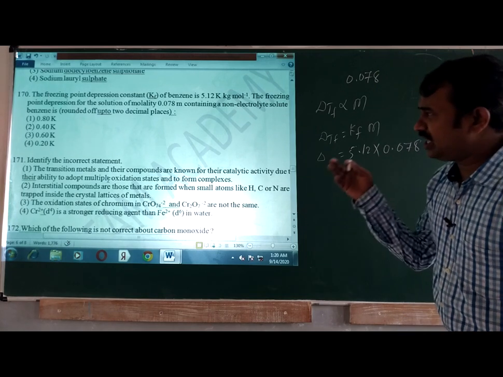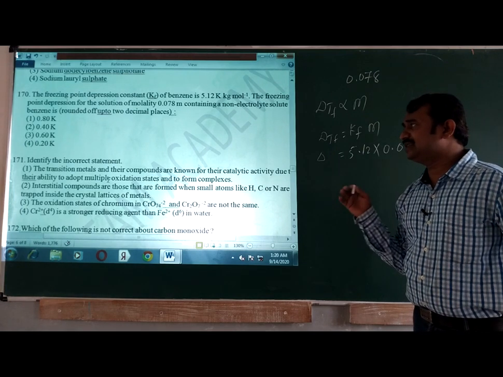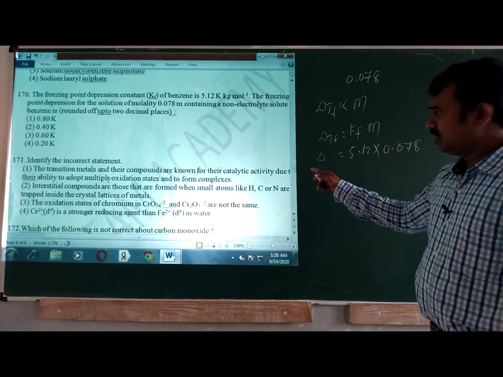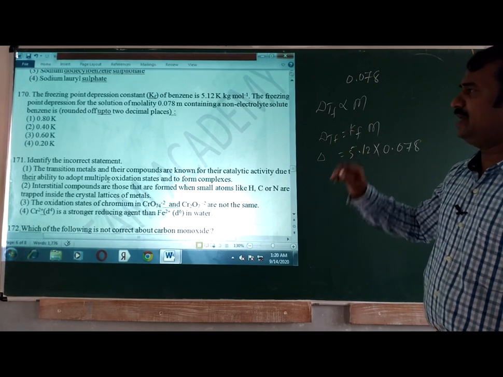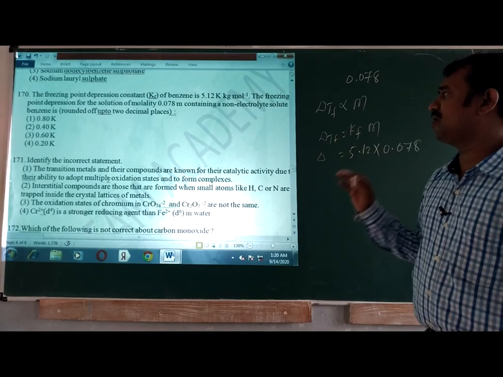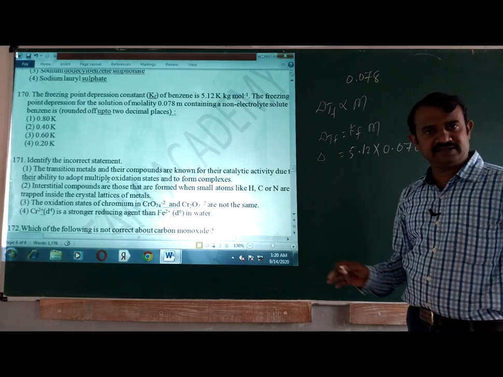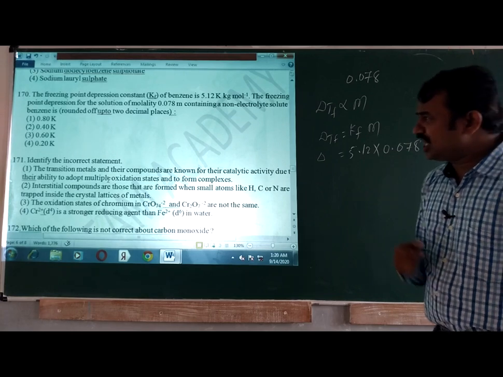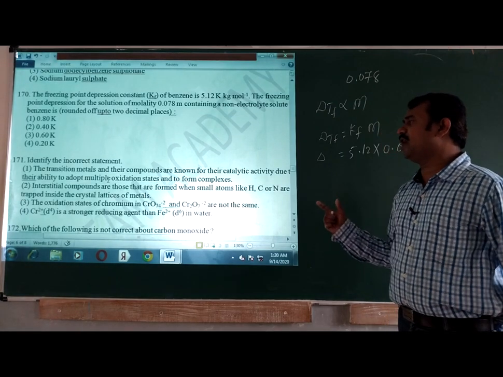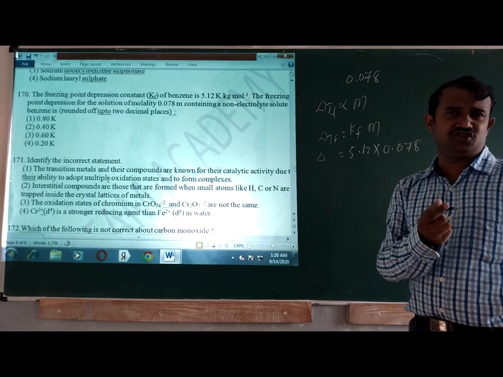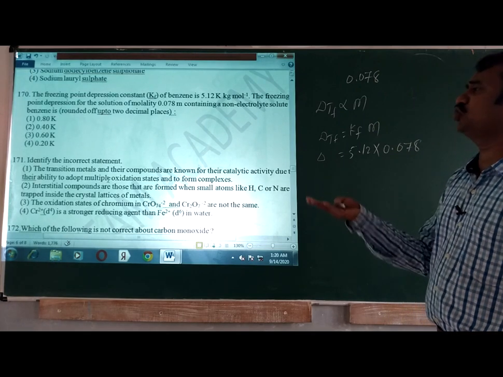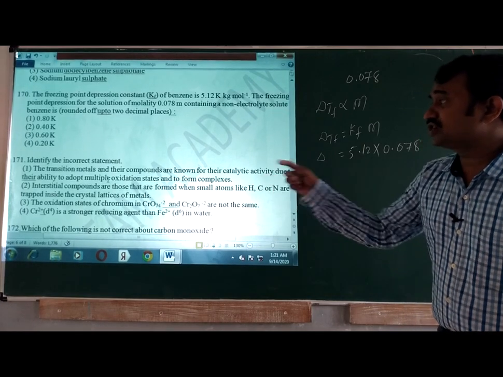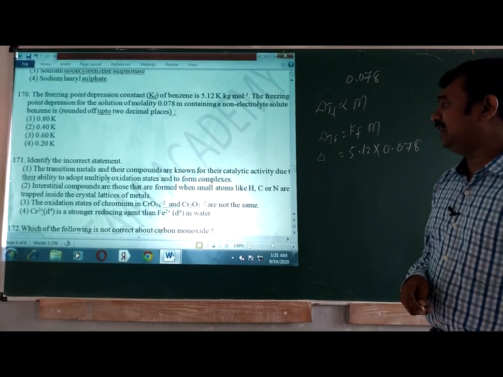Next one. Identify the incorrect statement. The transition metals and their compounds are known for their catalytic activity due to the ability to adopt multiple oxidation states and form complexes. Correct answer. Second one, interstitial compounds are those that are formed when small atoms like hydrogen, carbon, nitrogen are trapped in the crystal lattice. Correct answer.